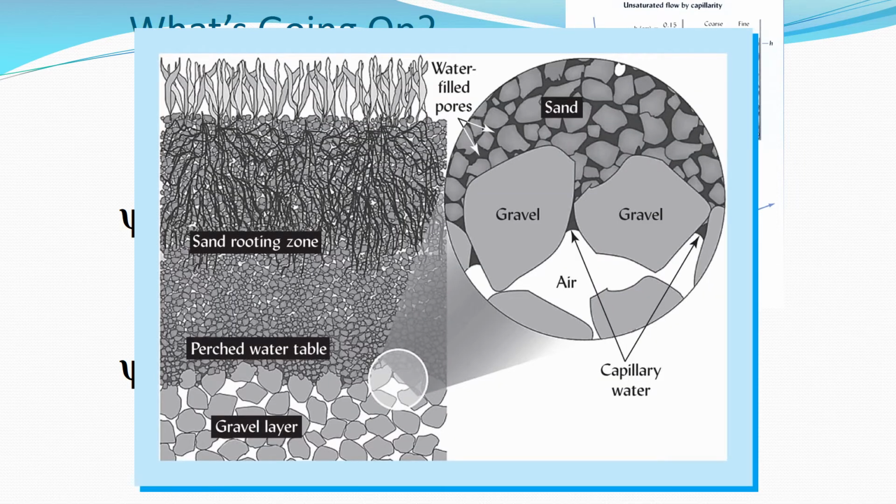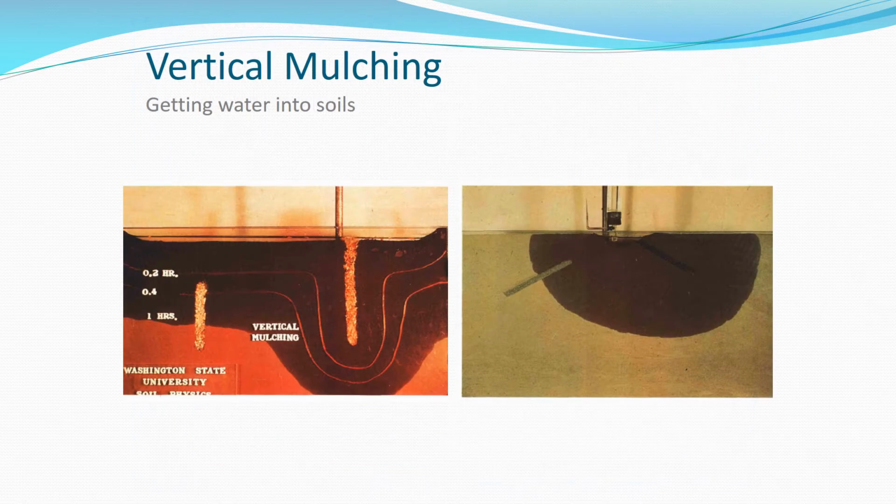The same thing can happen when we have sand over larger fragments like gravel. Again, we can get a perched water table. Vertical mulching is one tool used to help get water into soils at greater depth when we have stratified layers where a perched water table may occur.